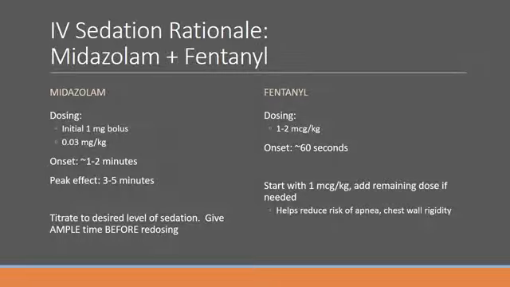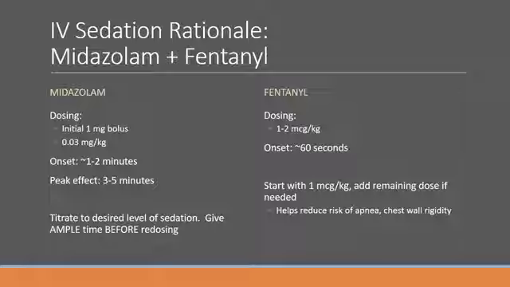So in terms of dosing, for midazolam, our initial dose, we're going to start out with a 1 milligram bolus. That's based on 0.03 milligrams per kilogram, rounding down just a little bit. I don't think there's anything wrong with starting with 0.03 milligrams per kilogram as a starting point either. But certainly, the more conservative approach is to give a 1 milligram bolus, and then give it a little bit of time before you redose. Your peak effect is going to be about 3 to 5 minutes again.